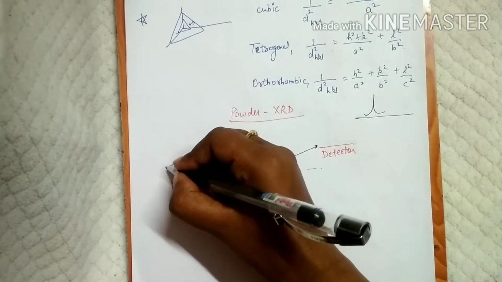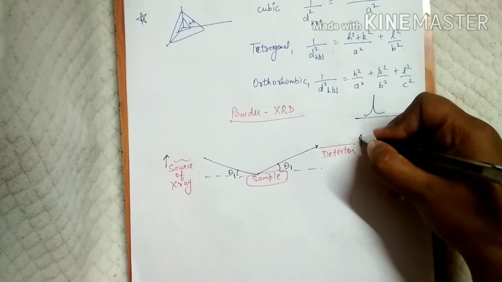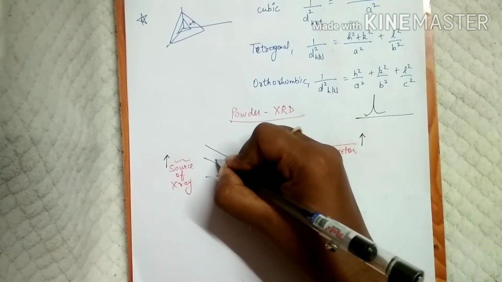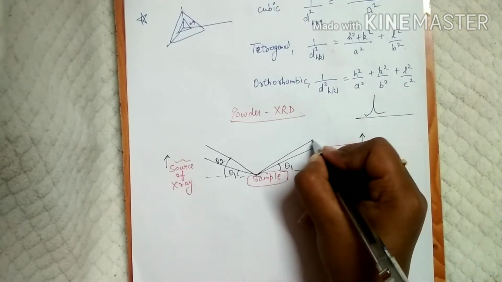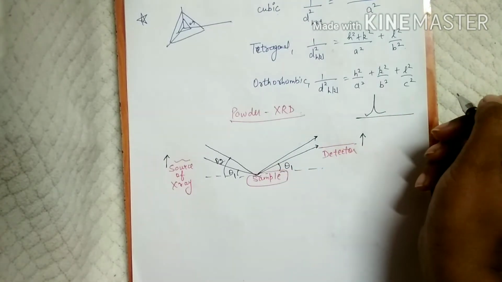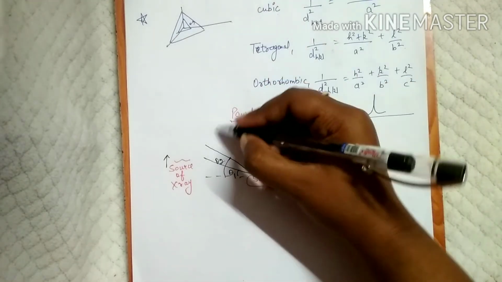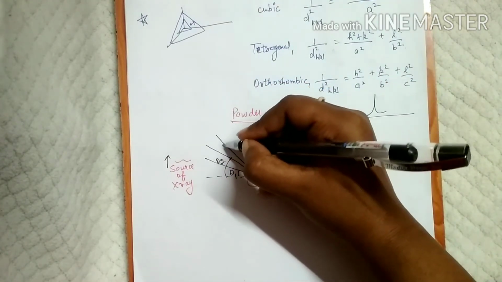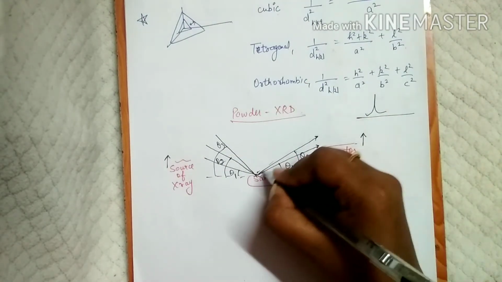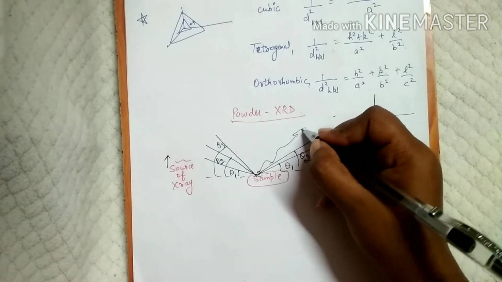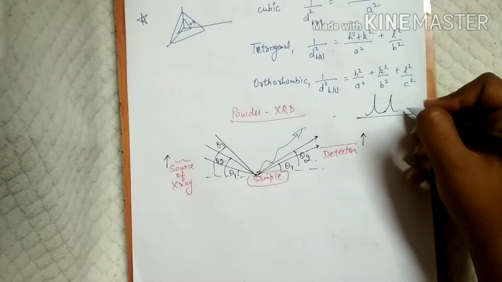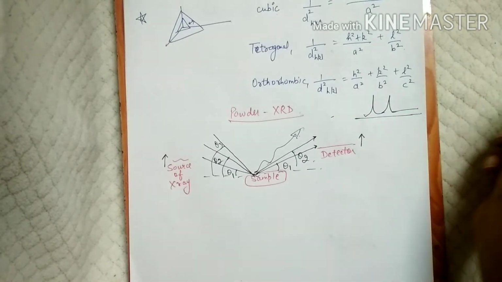Suppose this source moves up, then the corresponding detector also moves up. Suppose now this is hitting at angle theta 2. If it is going back at theta 2 from the sample, then it will be observed by the detector at angle theta 2. Suppose now again it is hitting at angle theta 3. But now it is not going back at theta 3, so it will not be observed by the detector. So for theta 2, you will get a peak. For theta 3, you are not going to get any peak.